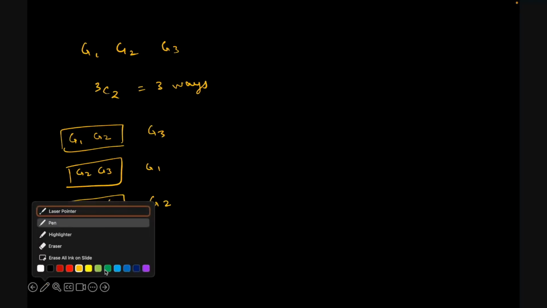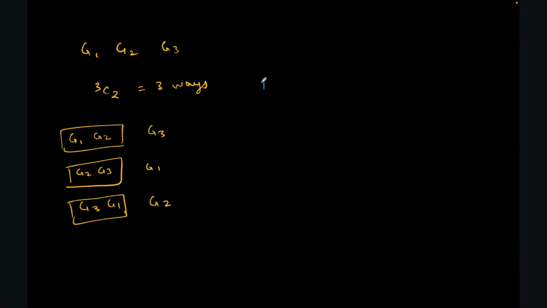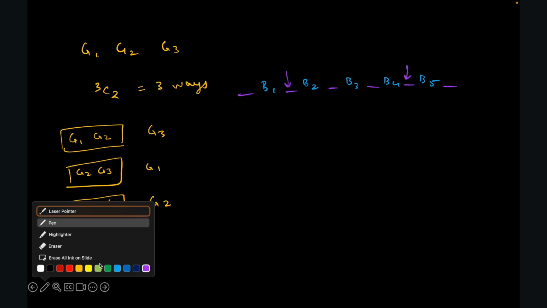Now let's list all the boys out again: boy 1, boy 2, boy 3, boy 4, boy 5. Let's take purple for the empty spaces. They can go in any sort of way. So let's say they go in between boy 1 and boy 2, and between boy 4 and boy 5. This is where one bundle goes, and the other single girl goes between another set of 2 boys.